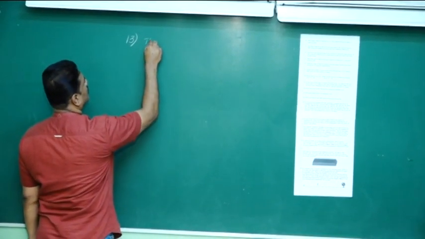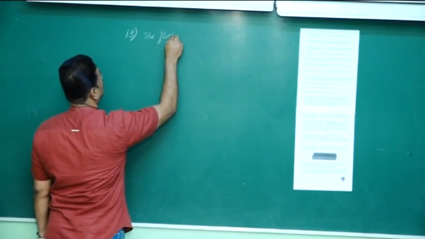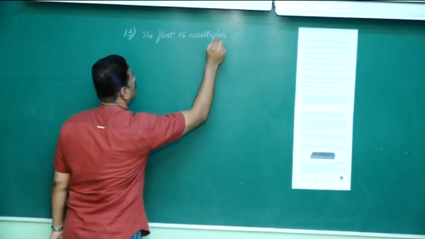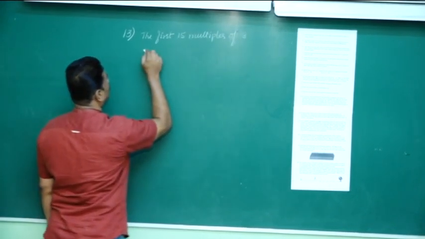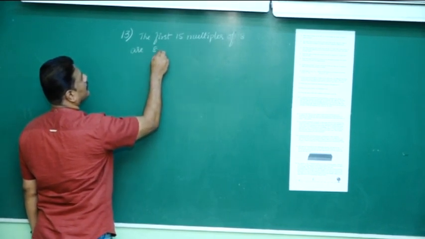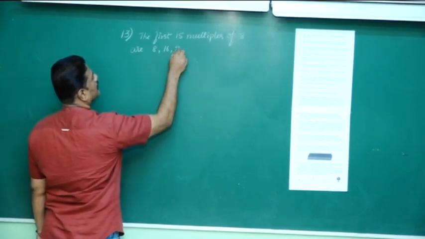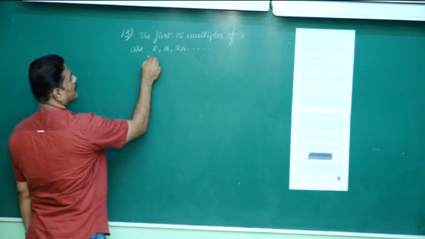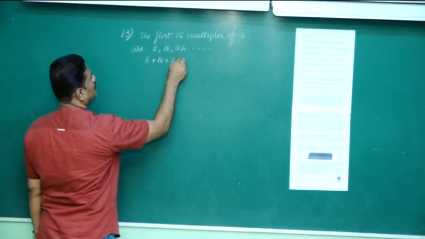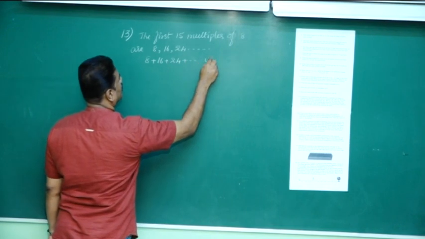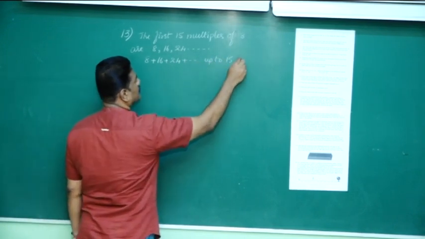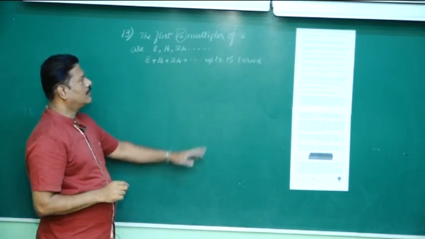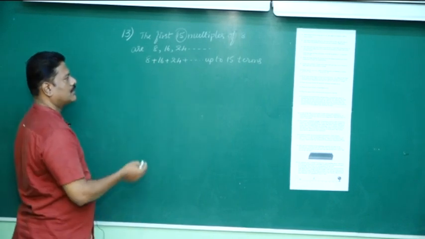So I write the first 15 multiples of 8 are 8 ones are 8, 8 twos are 16, 8 threes are 24. It will go on like that. So now I take up 8 plus 16 plus 24 plus etc. up to 15 terms. Why? Because it is given you should find the sum of first 15 multiples. So I take up to 15 terms. Then the remaining is easy.